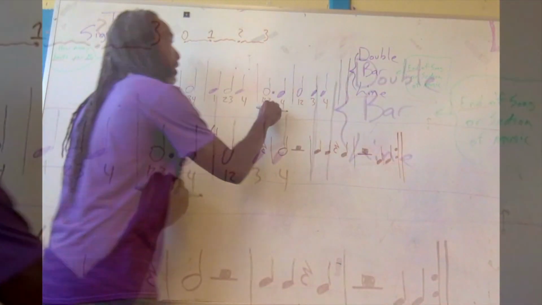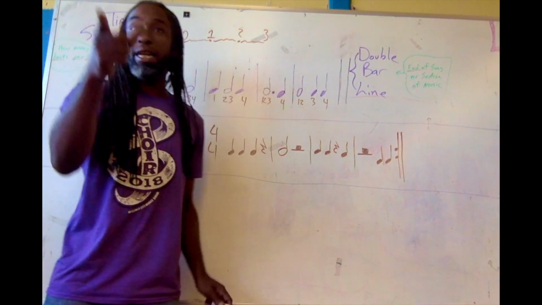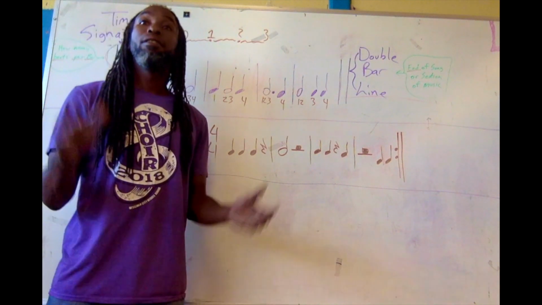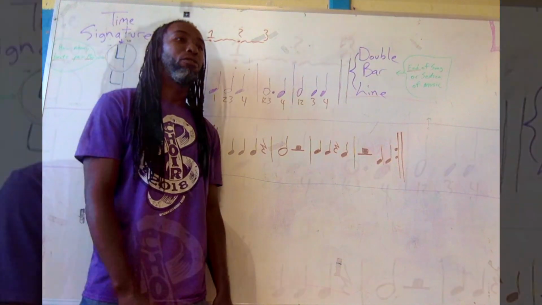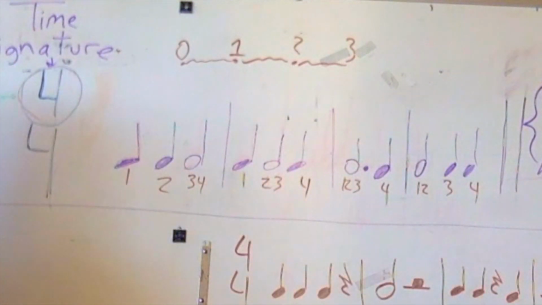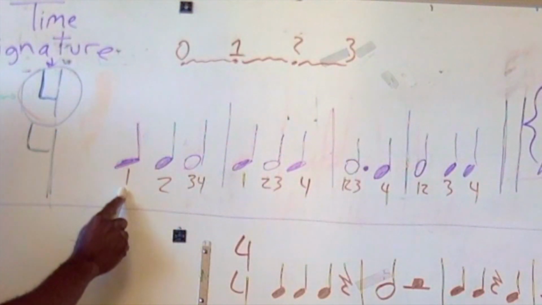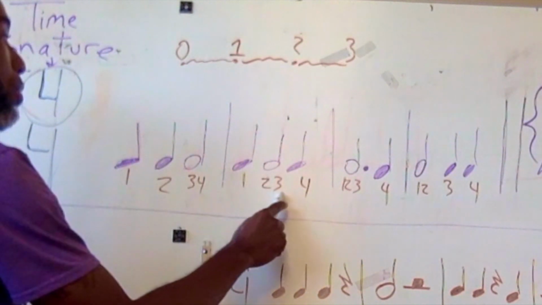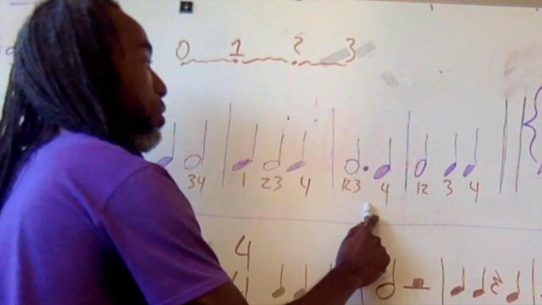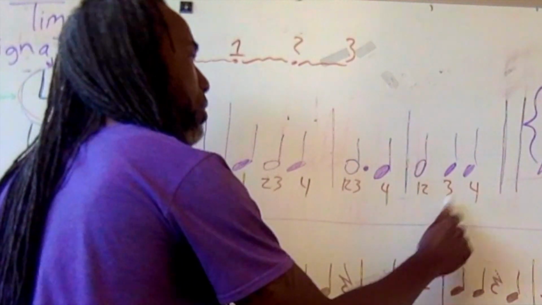All right? Like 1, 2, 3, the dotted half note right here, how would you clap that? 1, 2, 3. You got to hold your hands together to show the long notes, okay? Let's try it again from the top. 1, 2. Ready, go. 1, 2, 3, 4.